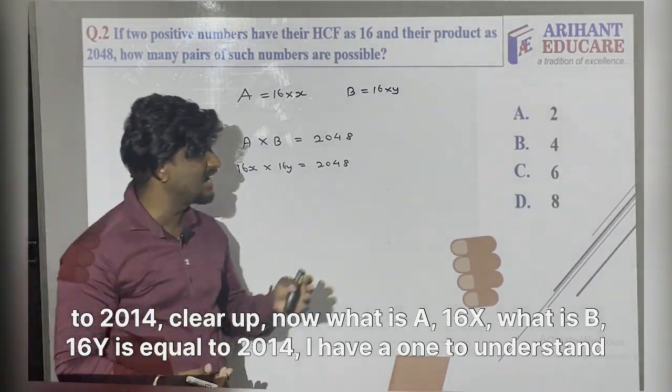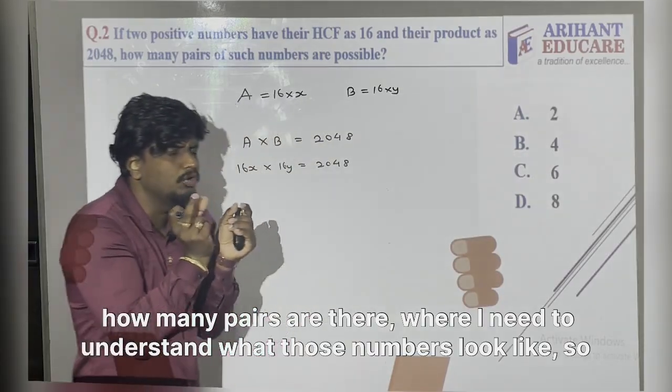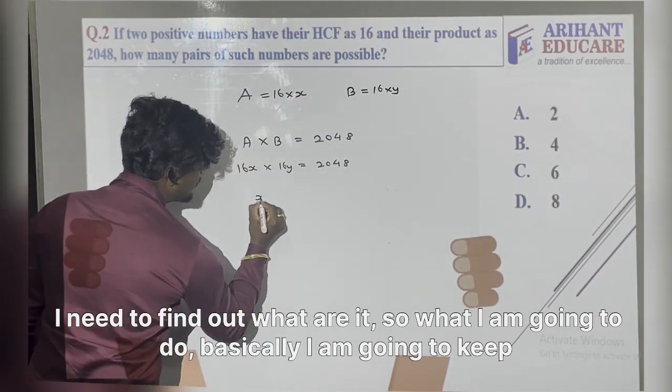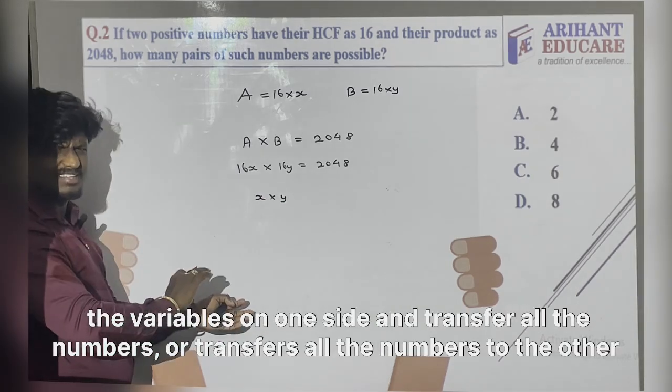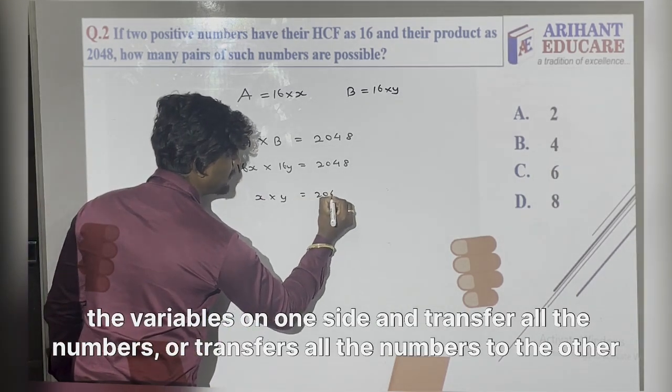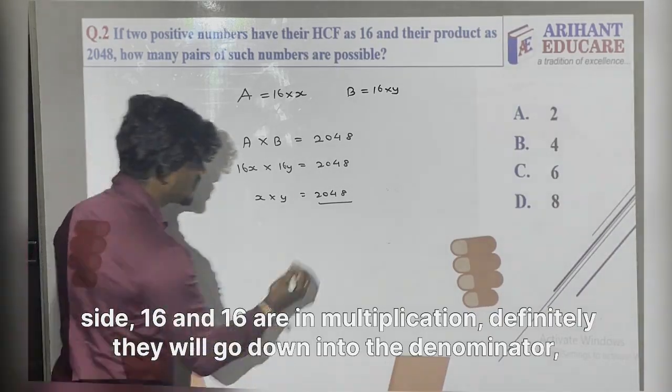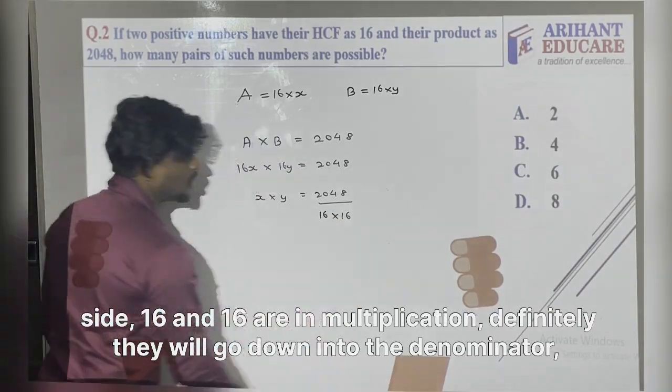If I want to understand how many pairs are there, I need to understand what those numbers look like. So I need to find out what are x and y. So what I'm going to do, basically I'm going to keep the variables on one side and transfer all the numbers, or transpose all the numbers, to the other side. 16 and 16 are in multiplication, definitely they will go down into the denominator.